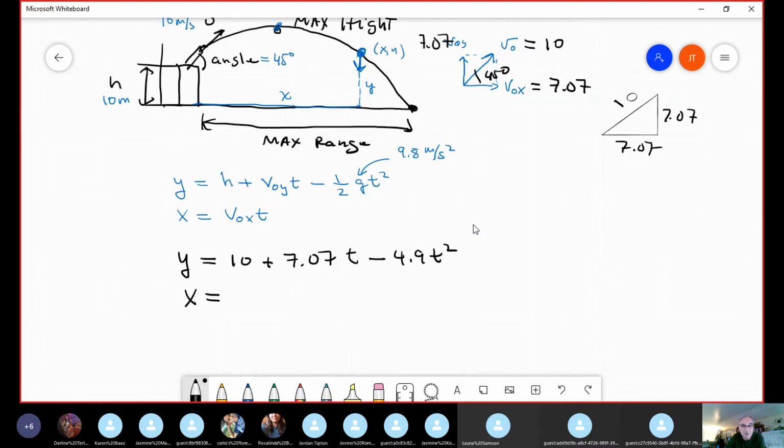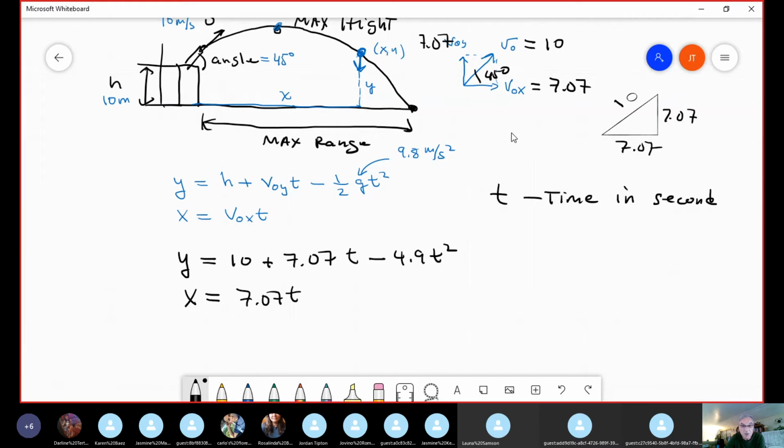And the equation for the position x is easy. It is 7.07 t. It's a coincidence. Right? Suppose I want to find the total time. Who is t? Professor, who is t? t is a time. Time in seconds. Suppose I want to find the total time of flight of this bullet.